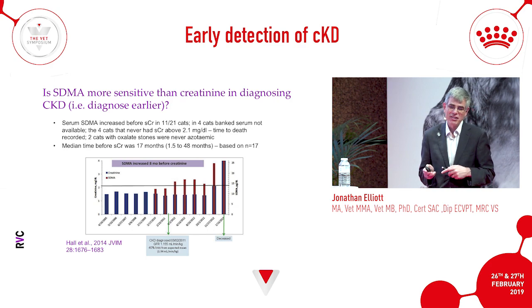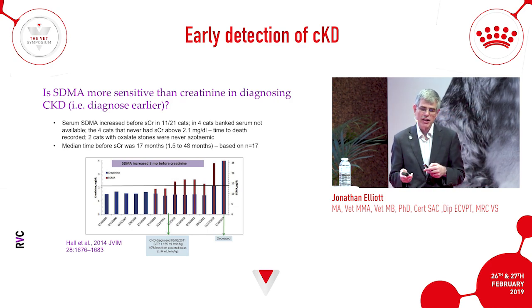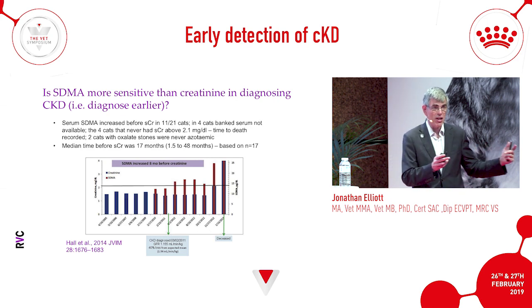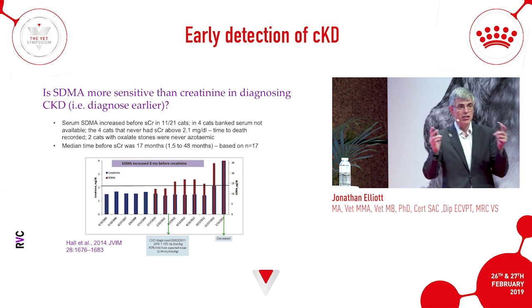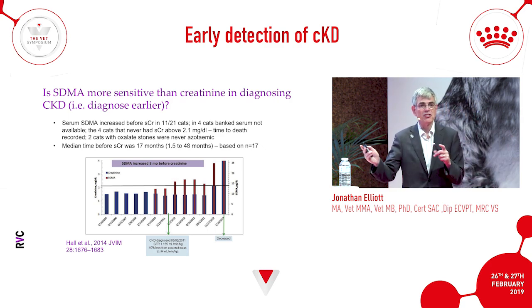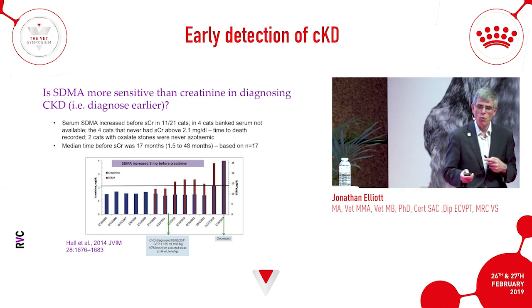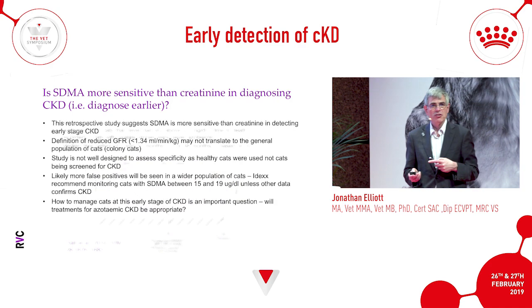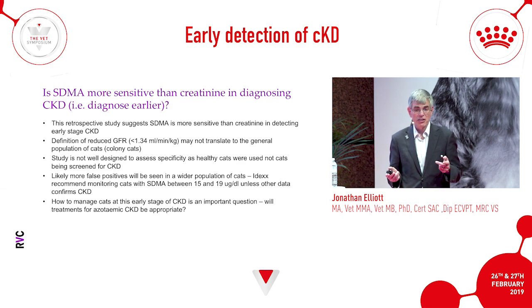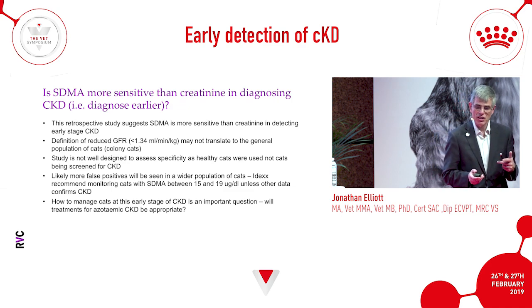And they then reported the 2 cats with oxalate stones as having chronic kidney disease. They were never azotemic. And again, it was their follow-up time that was taken as the time from SDMA being elevated to the time before their creatinine was elevated. And in the paper, they quote a value based on 17 cats as being 17 months, a median value, and a range of 1.5 to 48 months. So the conclusion from this paper does suggest that SDMA is more sensitive than creatinine in detecting early-stage chronic kidney disease.